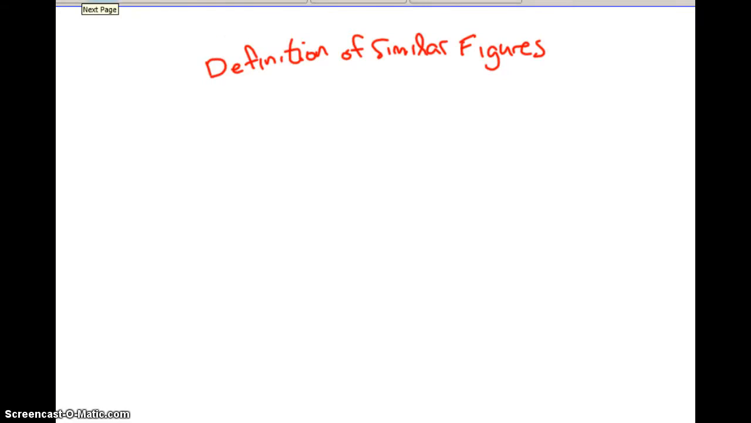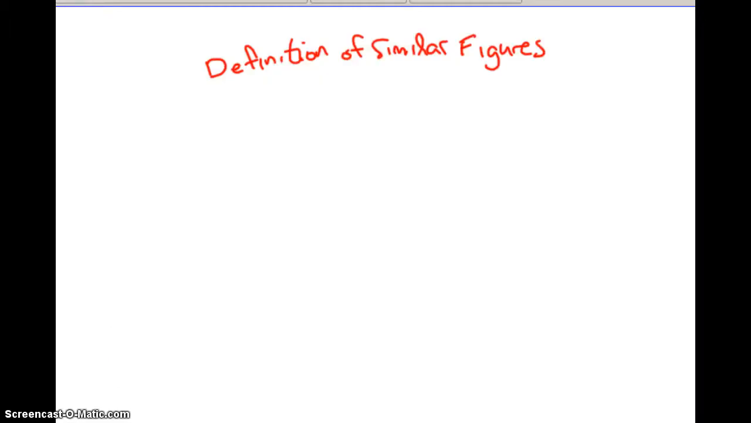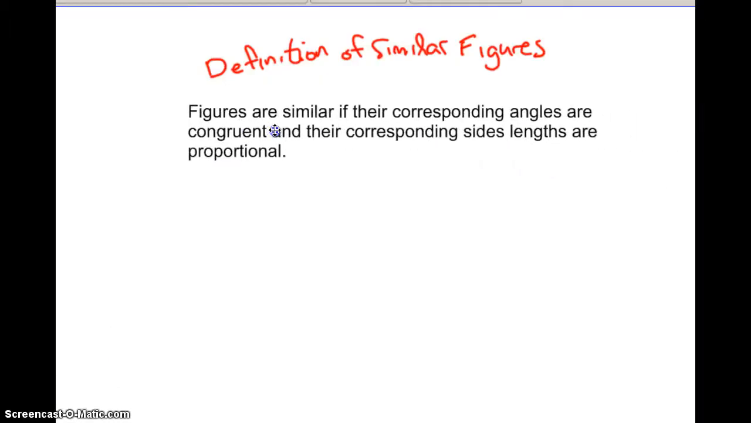We've been learning about similar figures. One of my favorite similar figures are these two folks, Dr. Evil and Mini-Me. Mini-Me is exactly like Dr. Evil, only smaller. So let's get a definition of similar figures. Similar figures are similar if their corresponding angles are congruent and their corresponding side lengths are proportional.